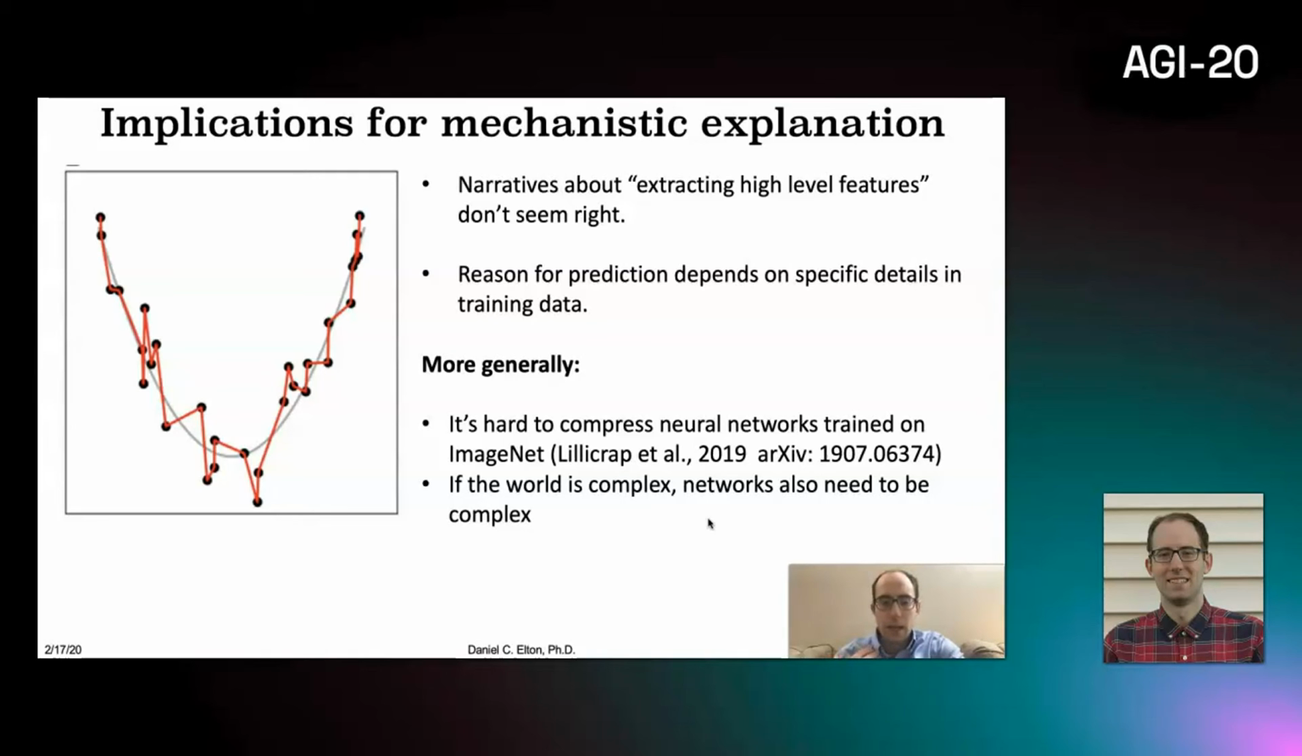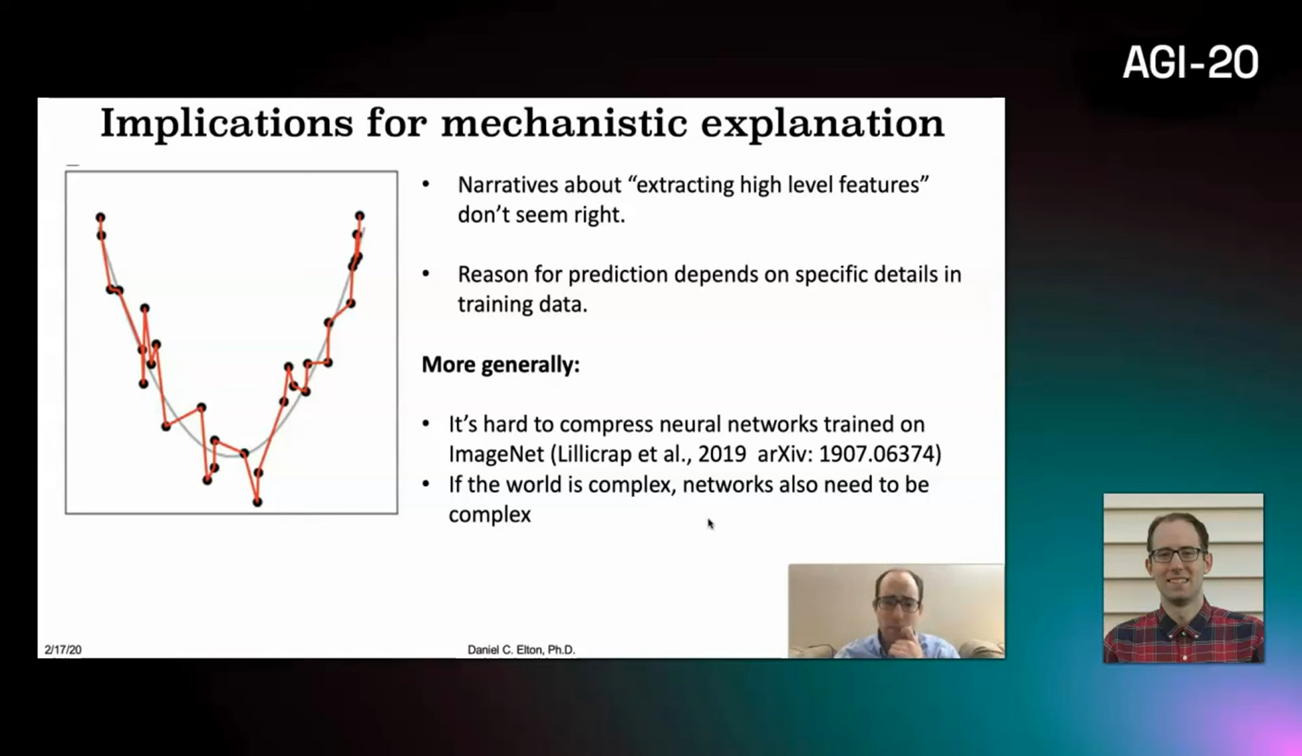So if there happens to be a neuron which is, say, sensitive to the ears of a cat, that's really just a side effect of the data. It doesn't mean that the network is basing its prediction on that particular neuron. Rather, what it seems to be doing is this interpolation between data points that it's memorized, essentially.